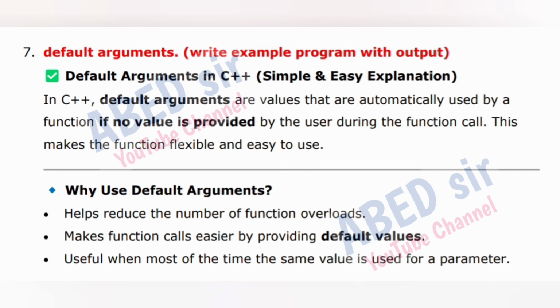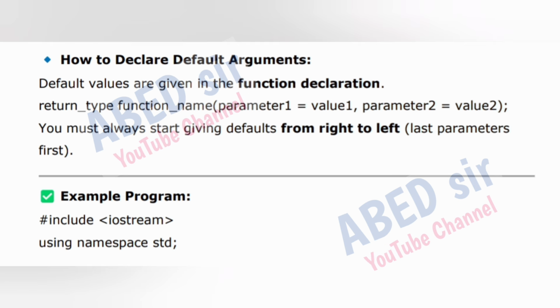Why use default arguments? Helps reduce the number of function overloads. Makes function calls easier by providing default values. Useful when most of the time the same value is used for a parameter. How to declare default arguments? Default values are given in the function declaration: return_type function_name(parameter1 = value1, parameter2 = value2). You must always start giving defaults from right to left, last parameters first. Example program.